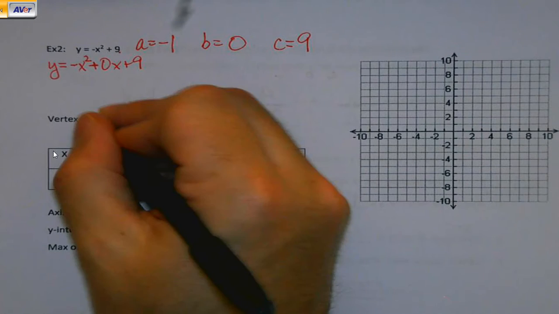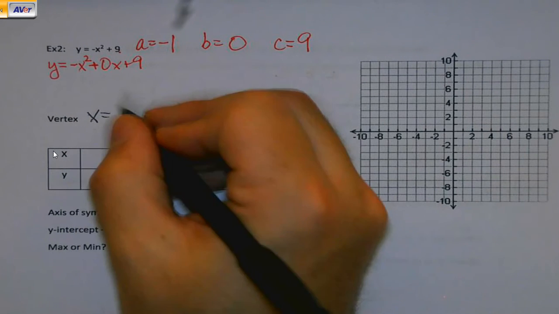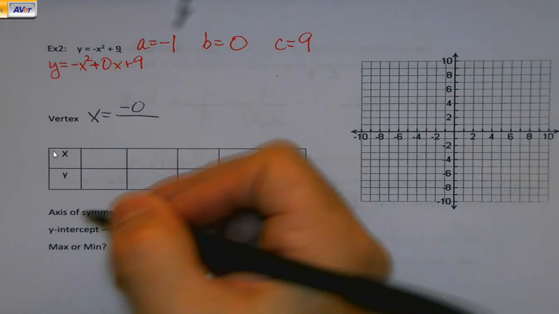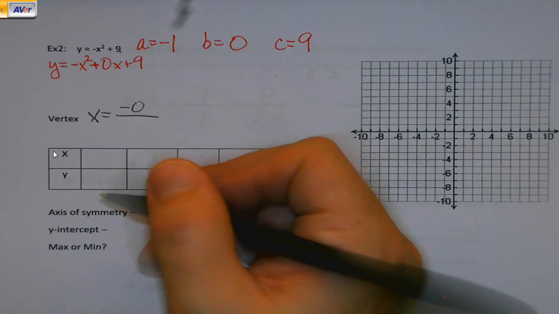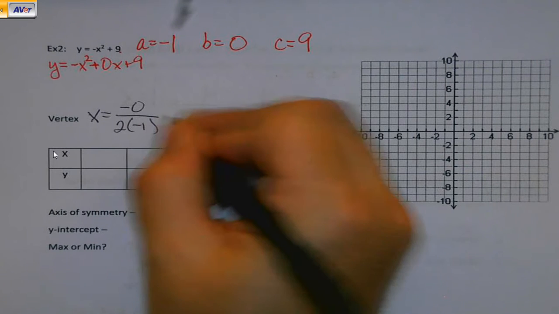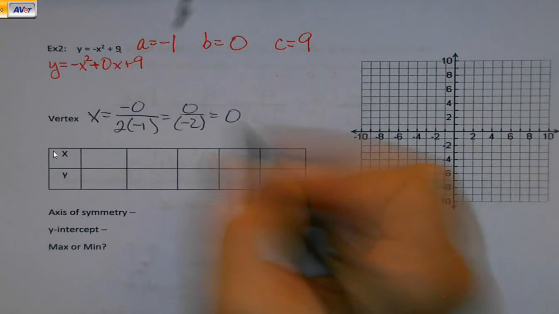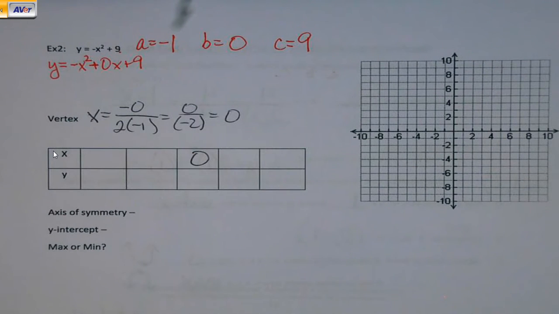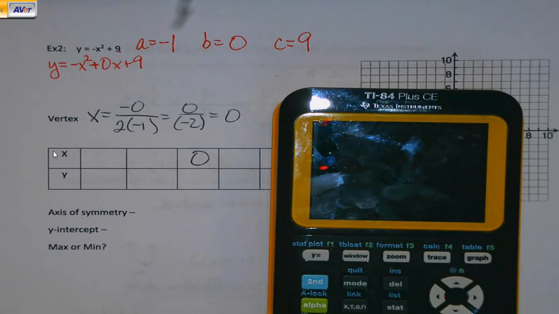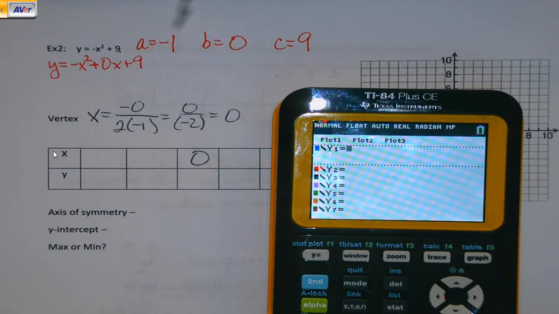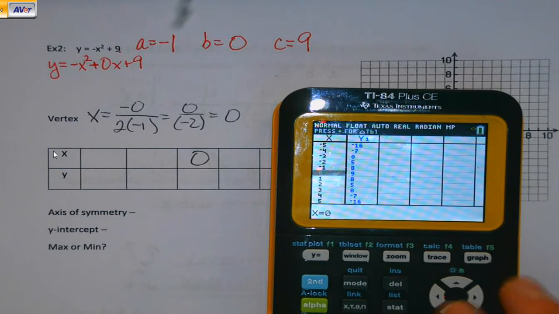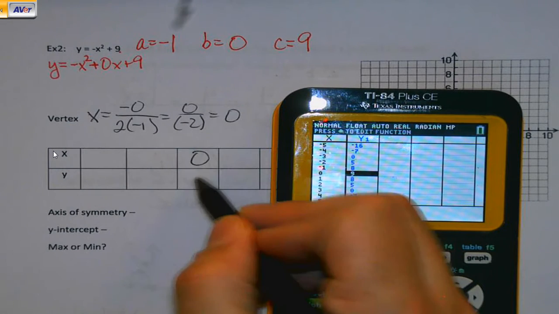So my vertex, my x value, the opposite of b, okay, there's no such thing as -0, but I'll play along, over 2 times a. And 0 divided by anything is 0. So now to get the y value of my vertex, I have choices. If I want to use the calculator, I can pull up the chart, get 0 for x in the middle, just write the y value, 9.